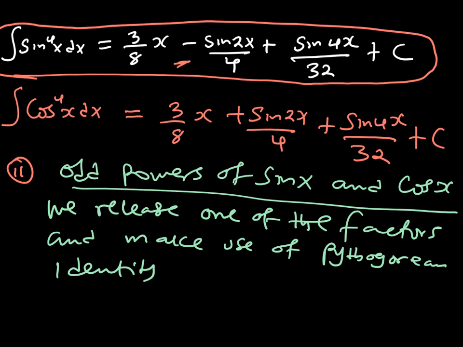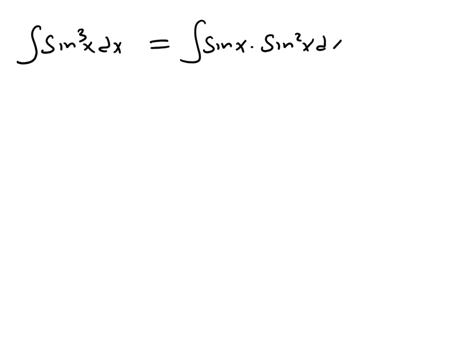So what are we saying? If you have been told to integrate sine cubed of x by dx, what we do is first write this as sine x times sine squared x by dx. Then how do we go about this? This is the integral of sine x, but sine squared is 1 minus cosine squared of x. That's the Pythagorean identity we're talking about.